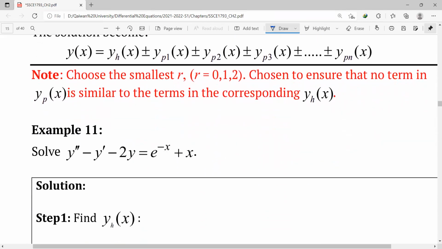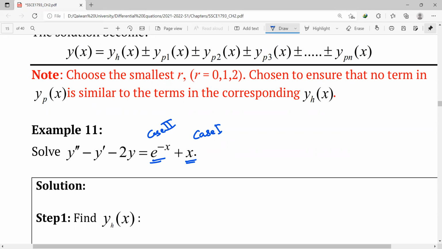Let's try this. As you see in this example, we have e to the power minus x plus x. Here you have two cases on the right-hand side. F of x is the sum of two previous cases. This is polynomial, case 1, and this is case 2. If we have more than one case, we should find two particular solutions. But for the first step, it's the same. We just find only one homogeneous solution.